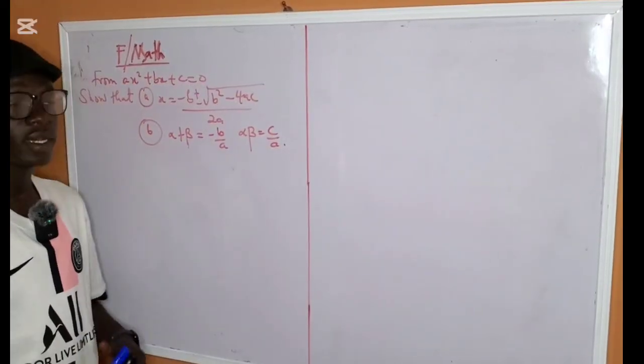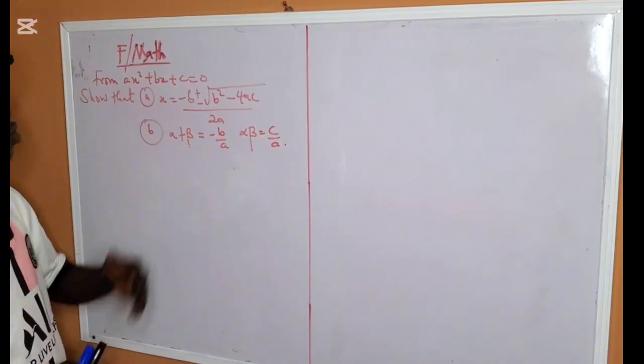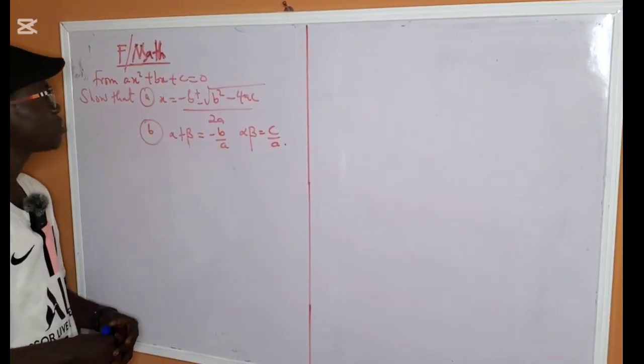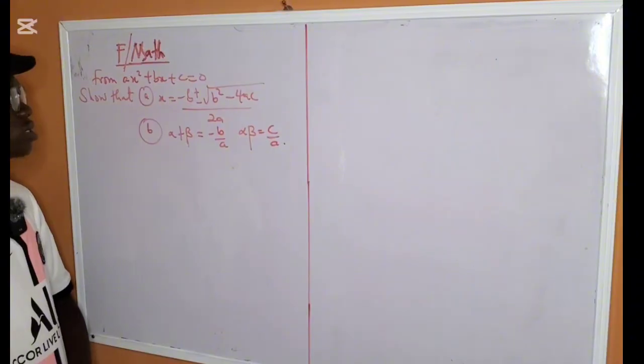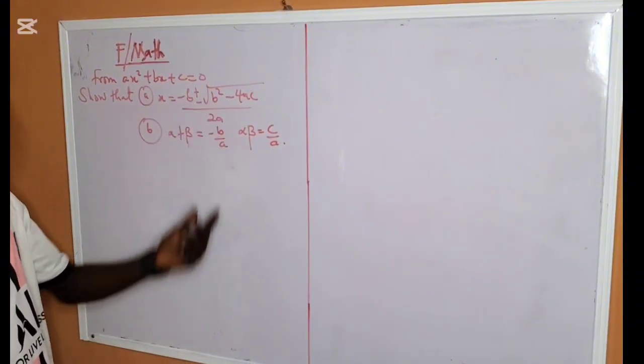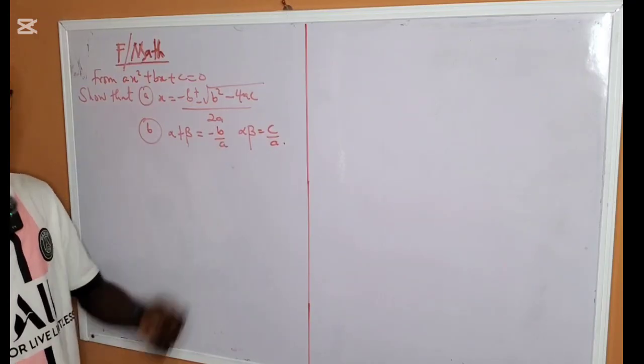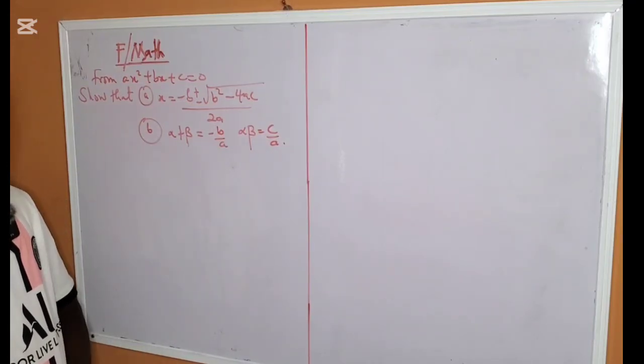I woke up this morning and this question came to my mind. From ax squared plus bx plus c equals 0, show that x equals minus b plus or minus square root of b squared minus 4ac over 2a, and alpha plus beta equals minus b over a, and alpha beta equals c over a.